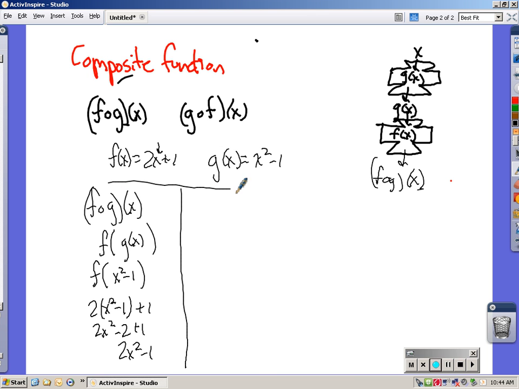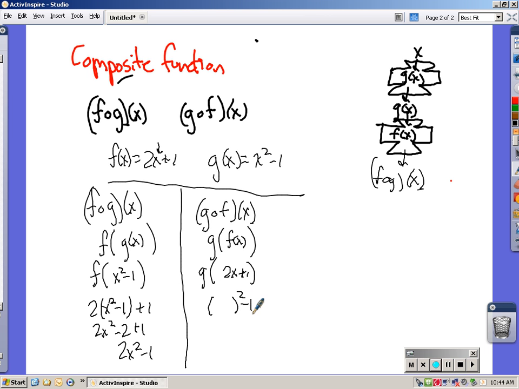Now, let's do the other one, g of f of x. So now what we're going to do here is plug f into g. So this is g of f of x. What is f of x? It's 2x plus 1. g of 2x plus 1. So 2x plus 1 is the input for g. And notice what g is as a function. g of input is input squared minus 1. So g is whatever the input is squared minus 1. And the input happens to be 2x plus 1. 2x plus 1. So that's what it is.